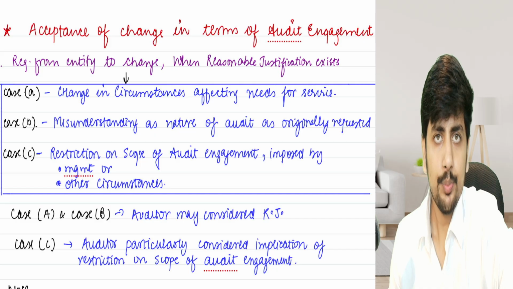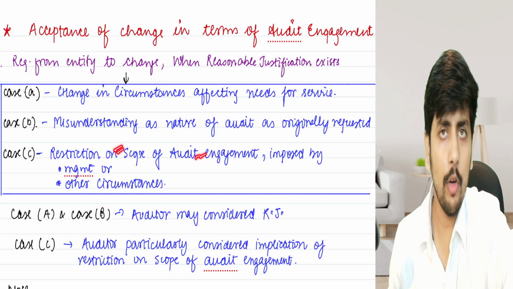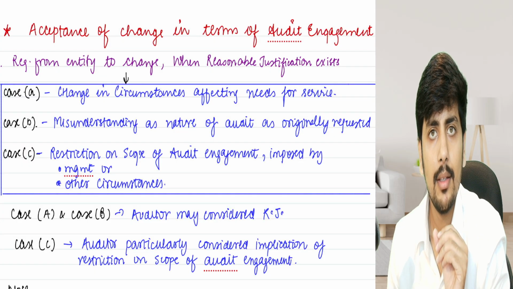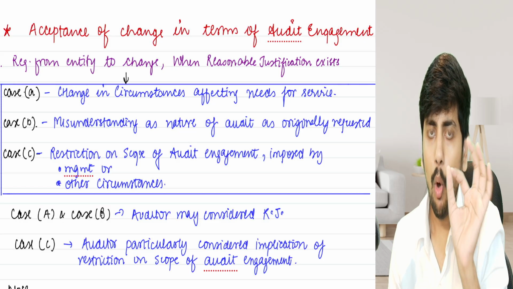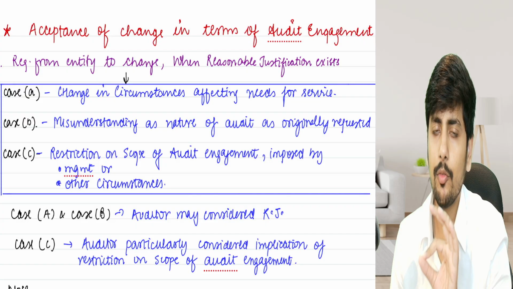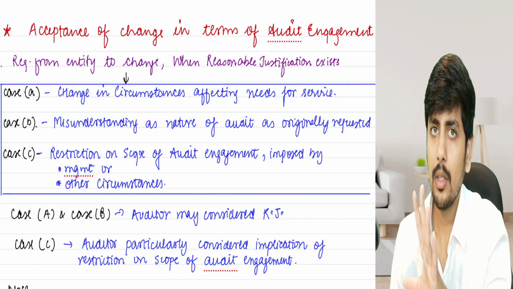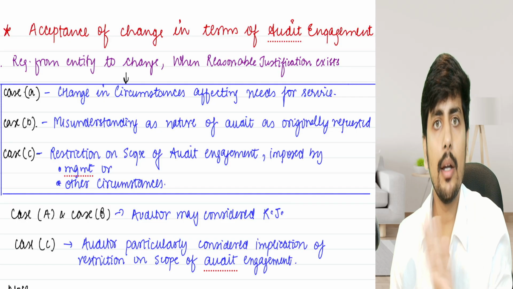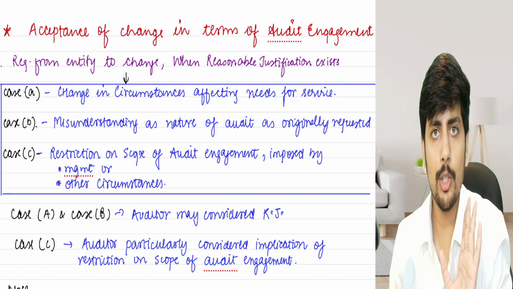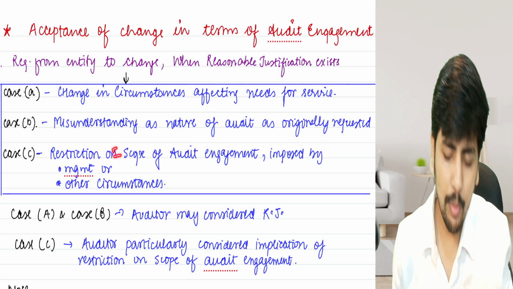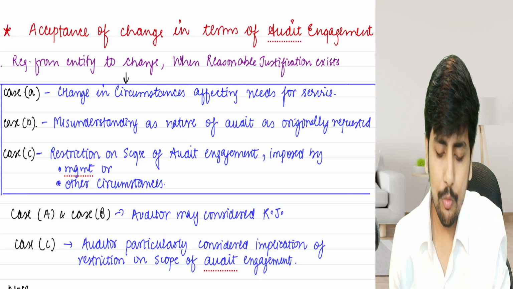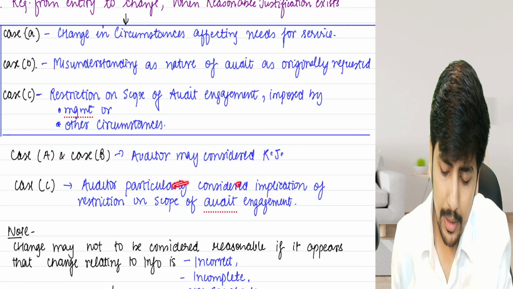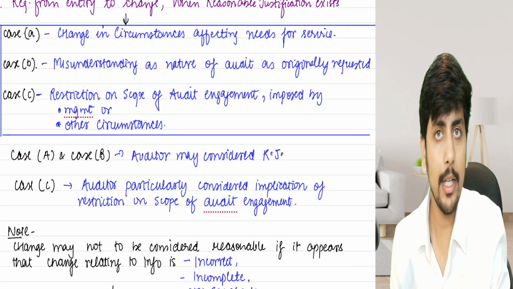Focus on the third point. There is a restriction on the scope of audit engagement, either imposed by management or other circumstances. Take an example. The auditor wants to send external confirmation to some debtors to confirm account balances. Management is denying that you can't apply external confirmation procedure. That is the restriction on the scope of audit engagement. Yes, sir. So for particularly this point, you need to be very careful. The auditor particularly considers the implication of restrictions on the scope of audit engagement.